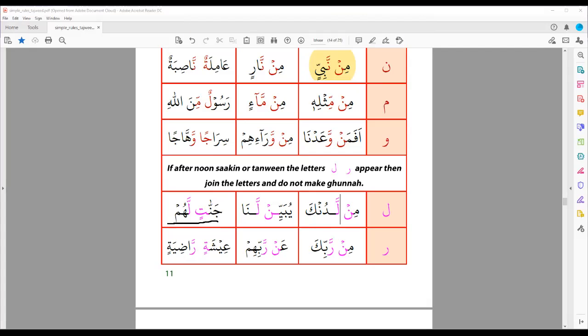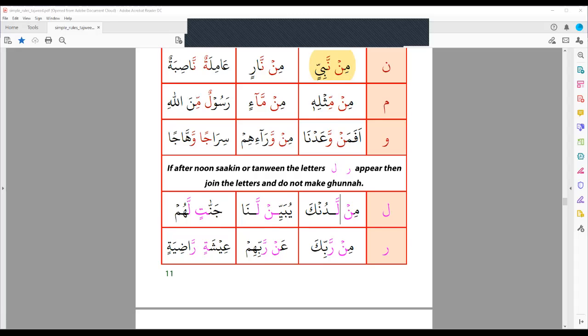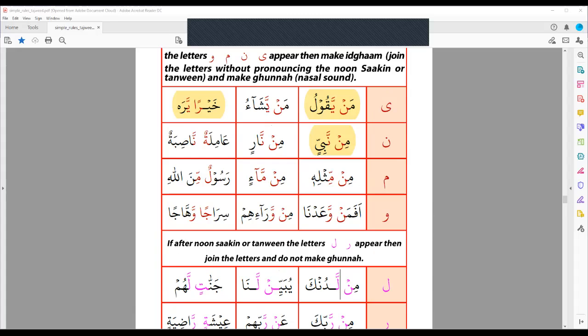Mir rabbika. You see, you have to skip the noon. Mir rabbika. Ar rabbihim. Ishatir radiyah. And that's it, all about idgham.